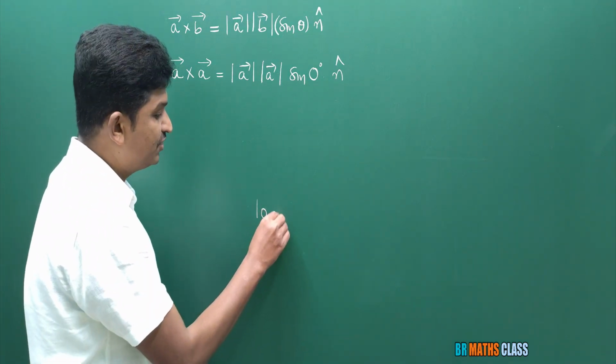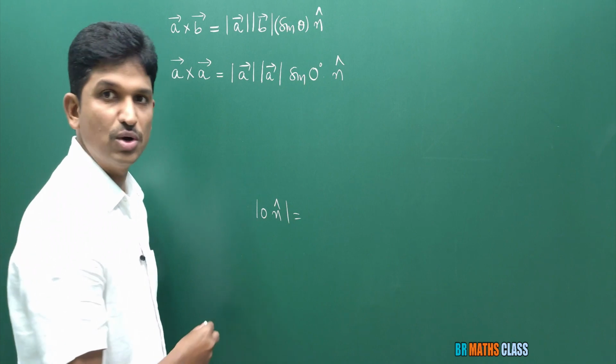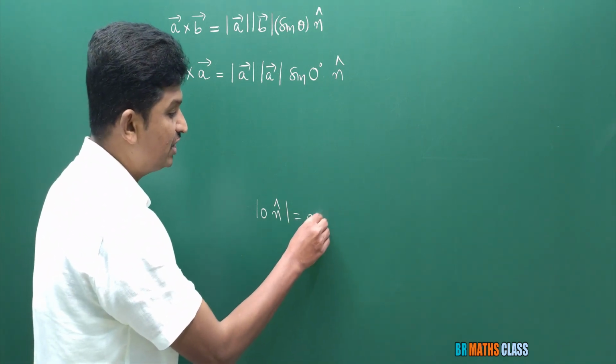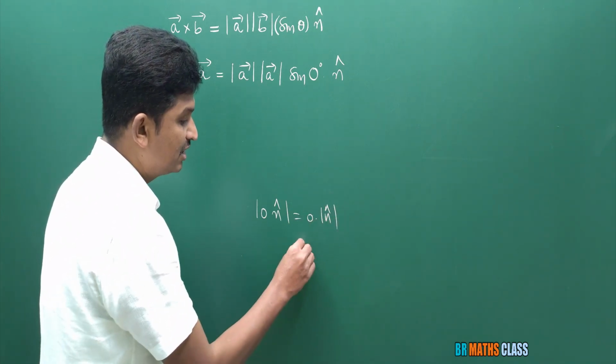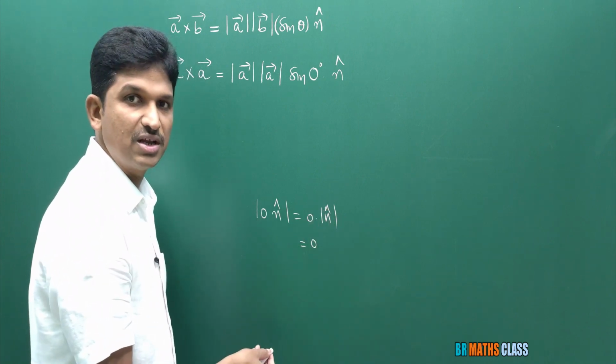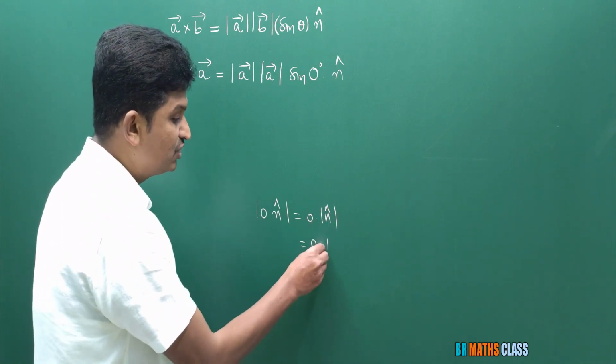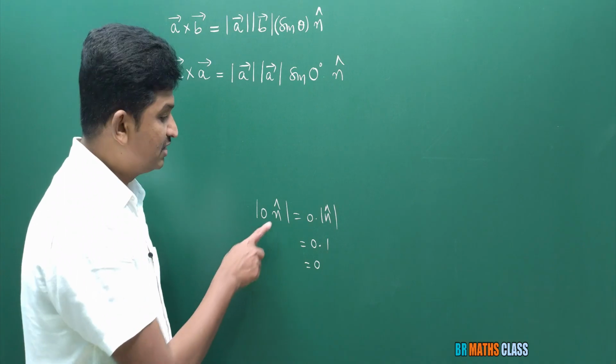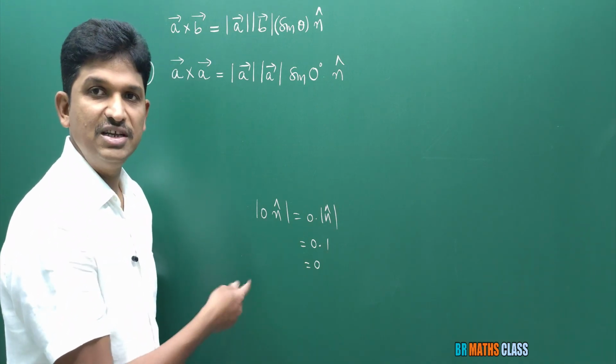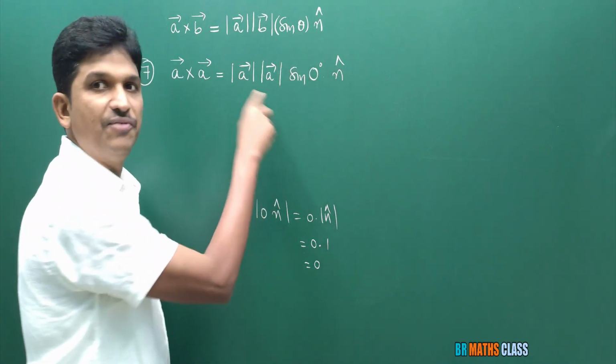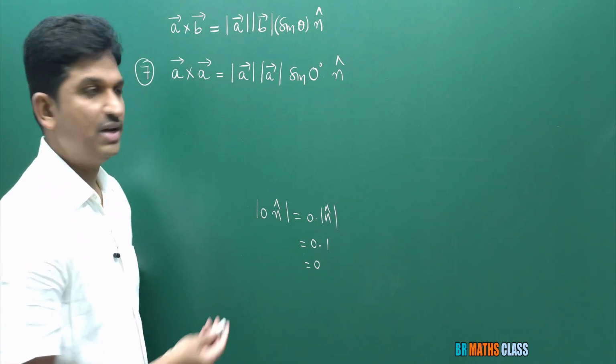See, the magnitude of 0 into n cap is 0 into the magnitude of n cap. N cap is a unit vector, so the magnitude of n cap is 1. 0 into 1 is 0. This vector's magnitude is 0, which means it is a 0 vector. If I simplify this, I'll get a 0 vector.